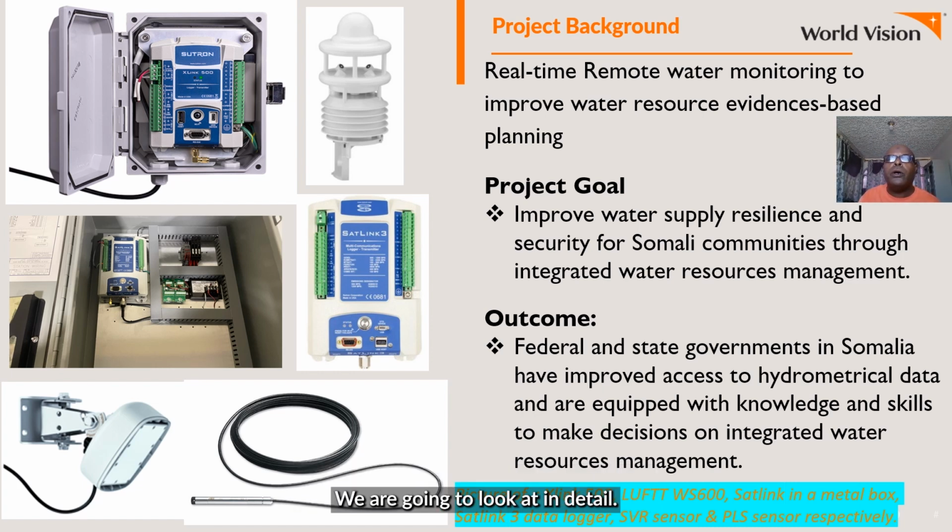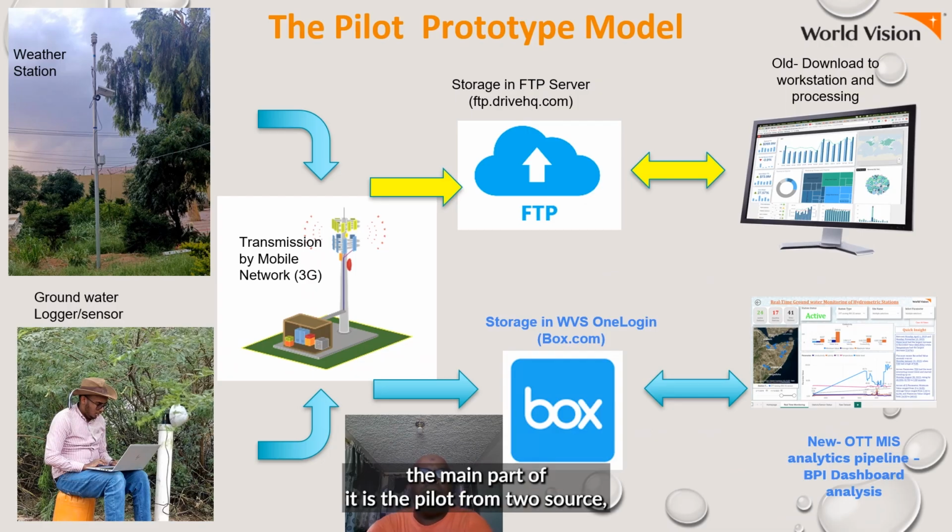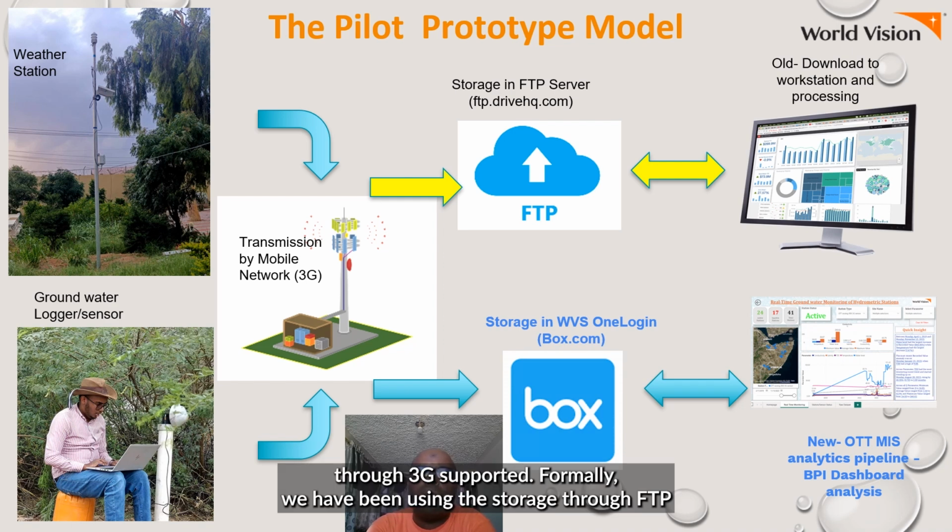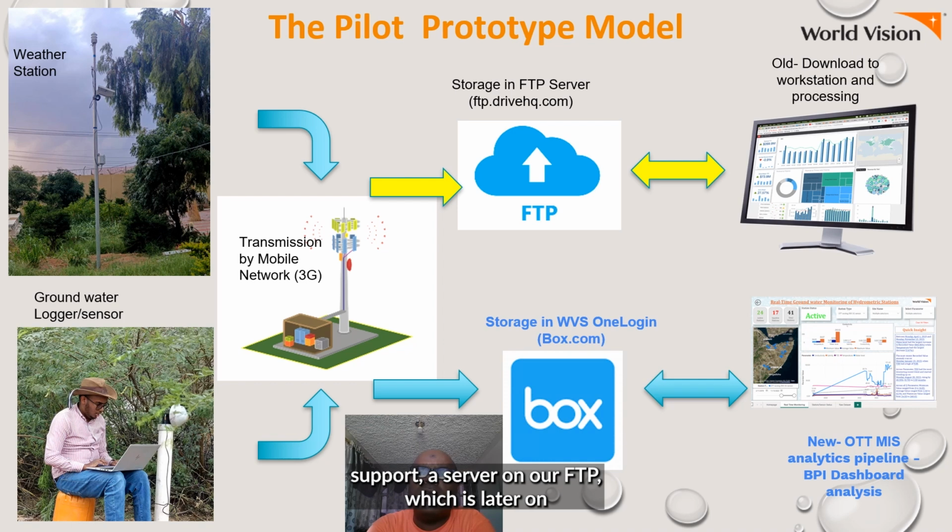We are going to look at it in detail. The main part of it is the pilot from two sources, which is the weather station source as well as the groundwater logger sensor source, by making use of transmission through the mobile internet network, 3G supported. Formerly, we have been using storage through an FTP server, which was later downloaded to the computer, and the data was analyzed based on an Excel sheet or Microsoft program.